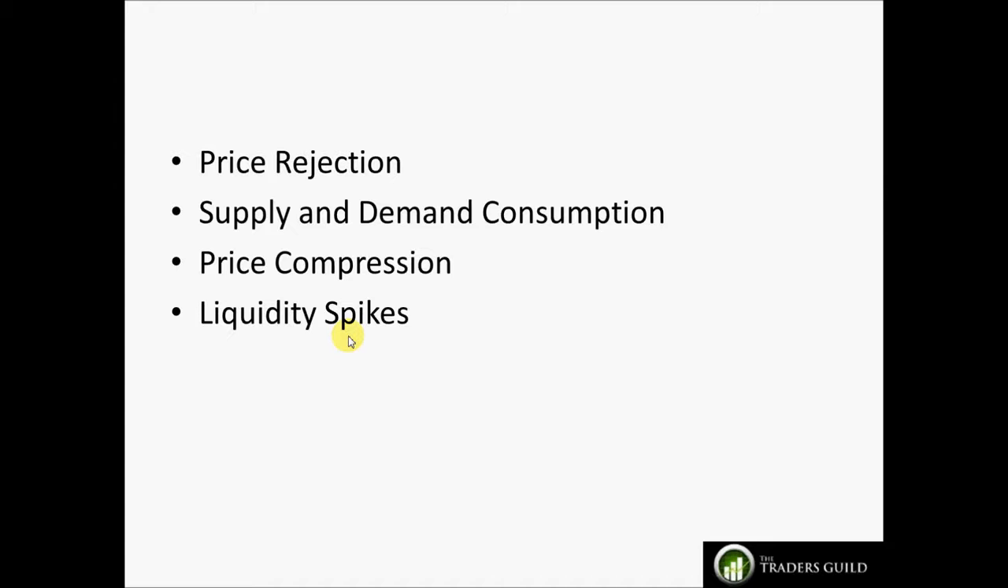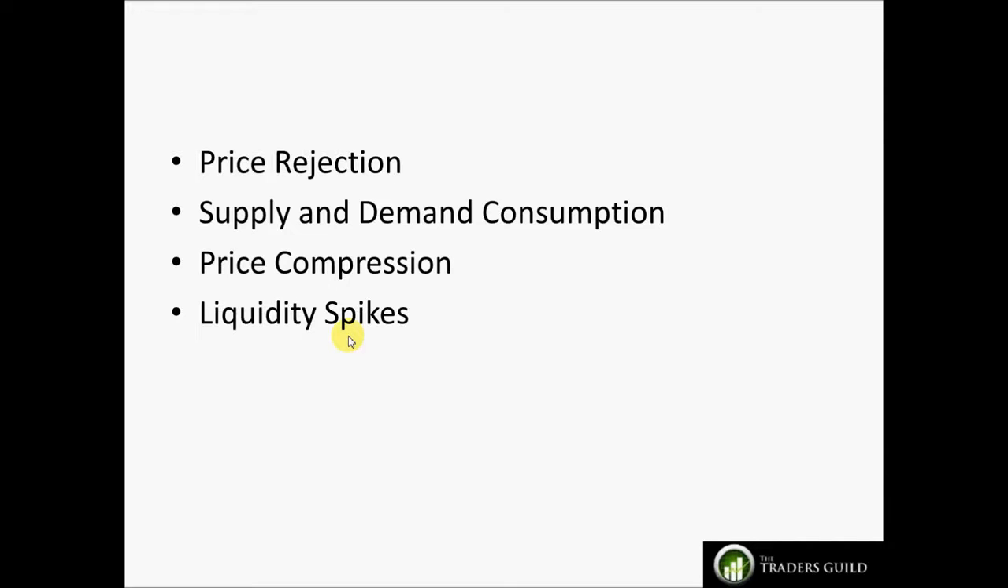Now, price rejection is merely the action of price moving away from an SD zone or an SR zone. I don't need to really go into detail on that. I'll show that on the charts. It's merely a rejection of price, and that's what an SR zone is. It's a rejection of price multiple times in an area by the market.